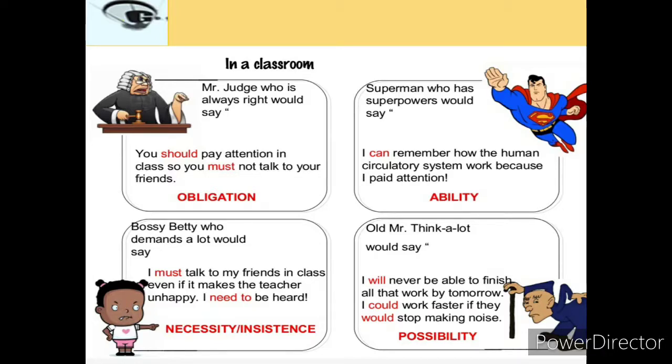Old Mr. Think a Lot would say, "I will never be able to finish all that work by tomorrow. I could work faster if they would stop making noise." It's showing possibility. So now you can see in this slide that should is used for obligation, must is used for necessity, can is used to show ability, and will is used to show possibility.